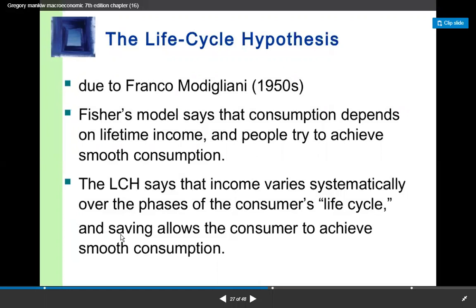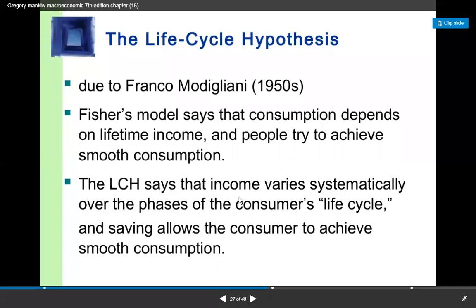Therefore, the consumer saves when the income level is higher, and consumes from savings in a lower income time period. The life cycle hypothesis says that consumer income varies over the lifetime. Let's say the consumer starts working at 20 years old, from age 20 to 65 years. Over this time period, his income varies.